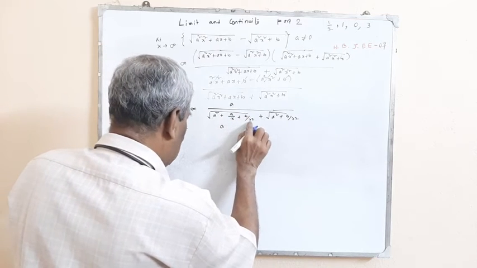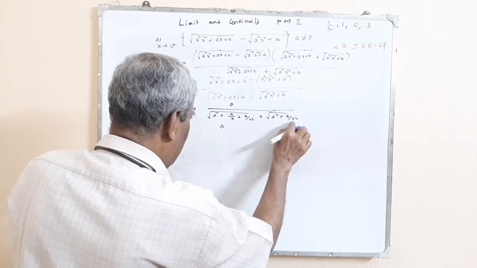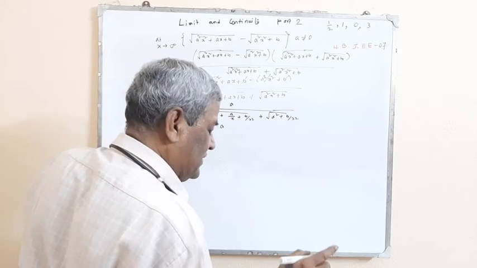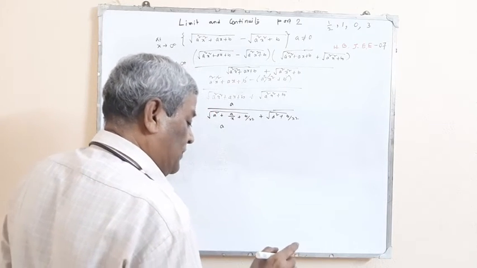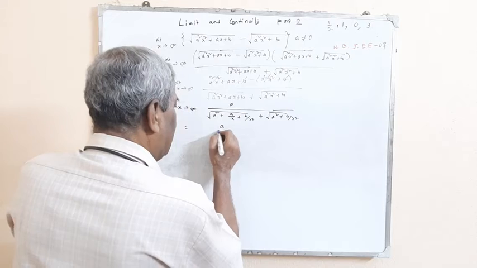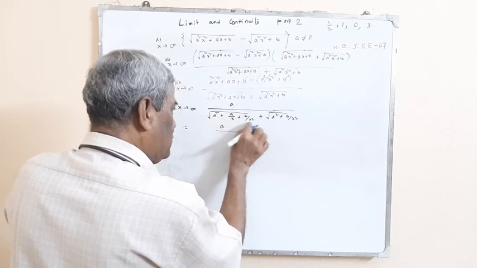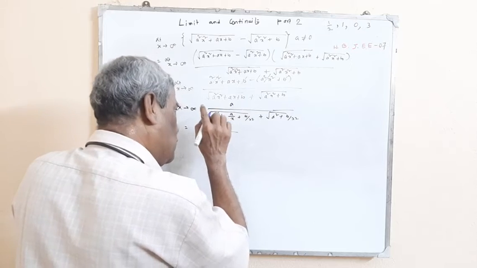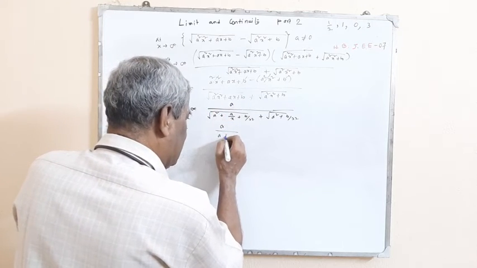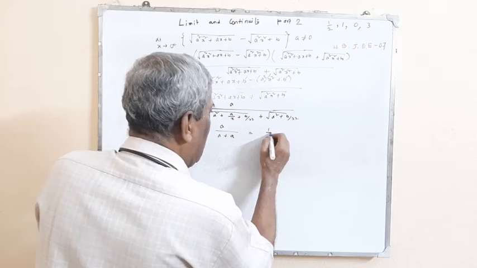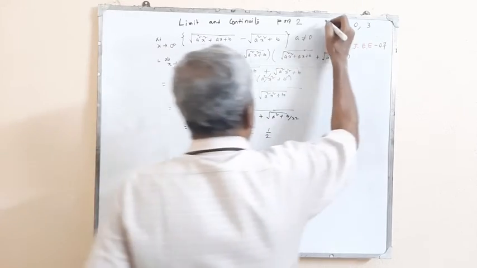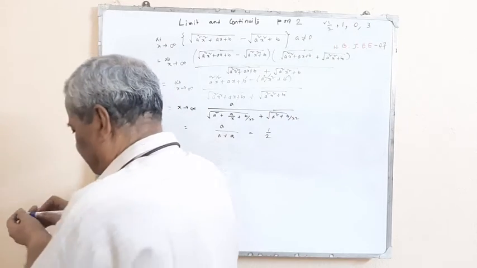So that it is equal to a in the numerator, and in the denominator this is root over a square plus 0 plus 0. Something by x or something by x square, as x tends to infinity, is 0. So this is a, and this is root over a square plus 0, that is a. So half is the answer.